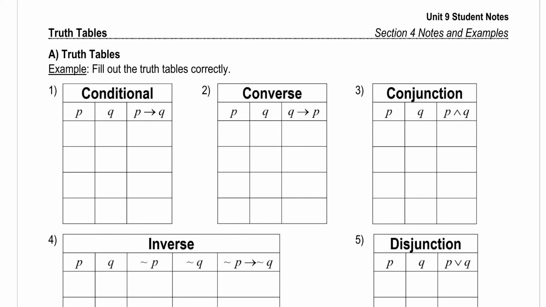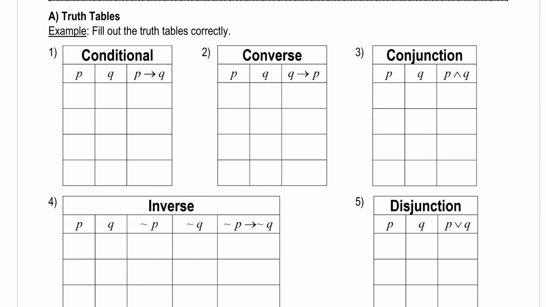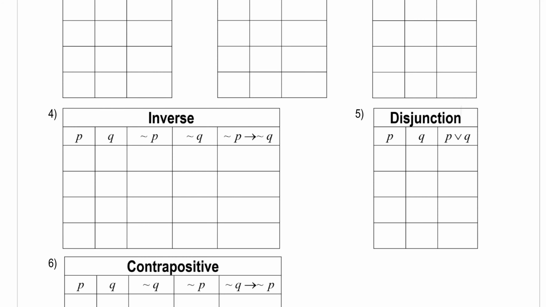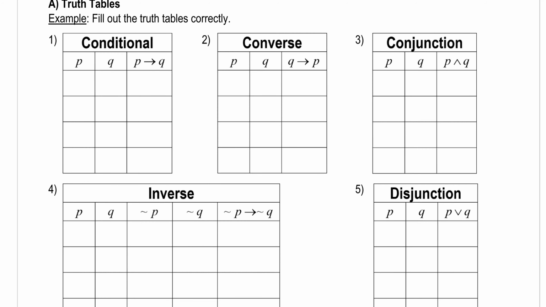This is Unit 9, Section 4, all about truth tables. Now, as you can see, the only notes are just these truth tables to fill out. These are the basic ones that describe the stuff we've already talked about, as far as conditional, converse, inverse, conjunction, disjunction, contrapositive. So we've done all these with words. Now we're going to do what's called a truth table. That's kind of like a shortcut cheat sheet to figure out if something's true or false.